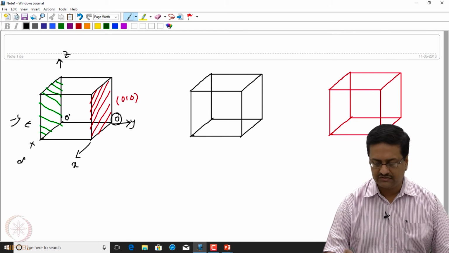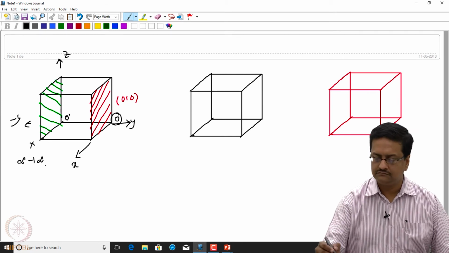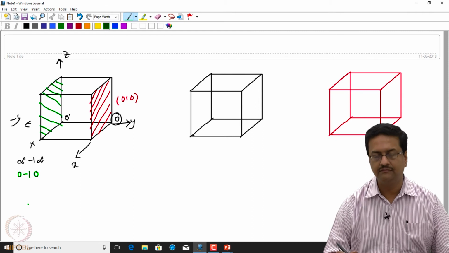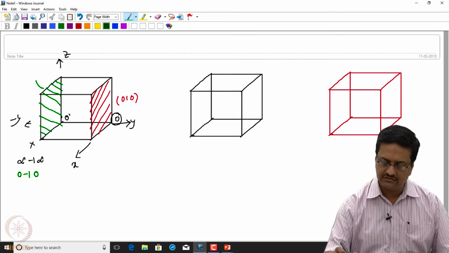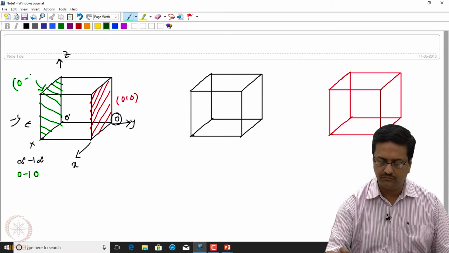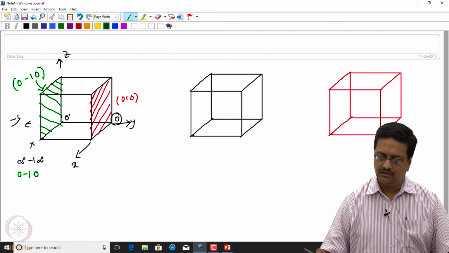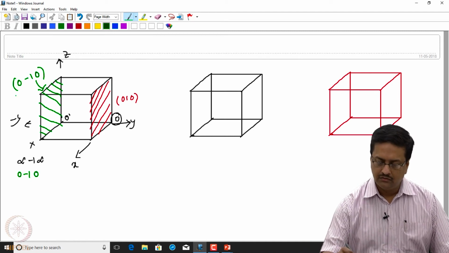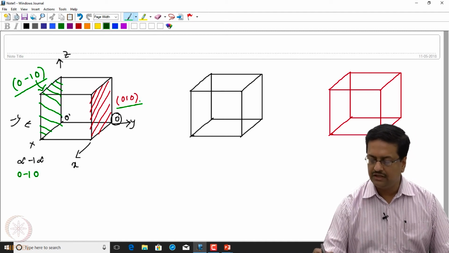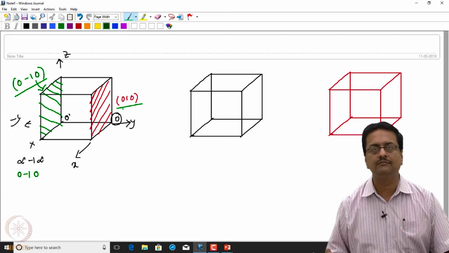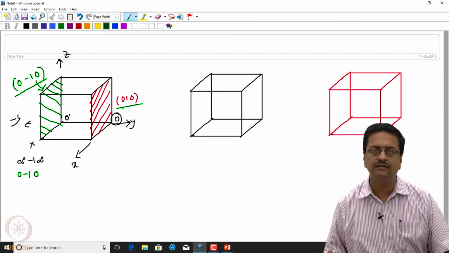So, the intercepts are infinity, minus 1, infinity. So, on taking reciprocal, it becomes 0, minus 1, 0. So, the Miller indices of that particular plane is 0, minus 1, 0. What do we see? These two planes are parallel planes. They have the indices same, but the sign opposite.